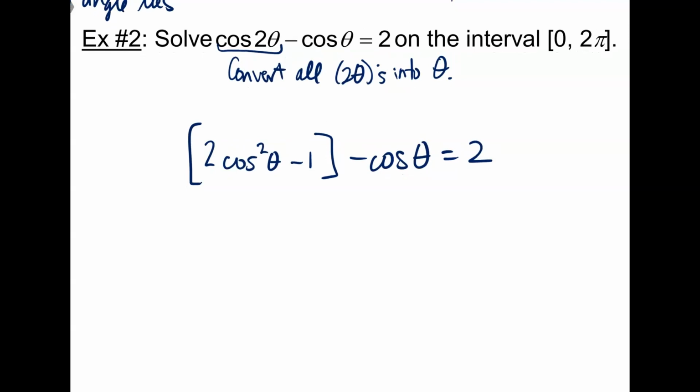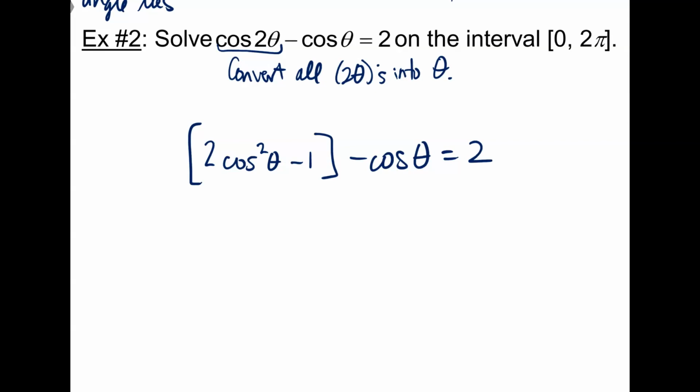It's 2 cosine squared theta minus 1. And I don't want it to be in terms of sine because I have a cosine theta. So I want it all in terms of cosine.